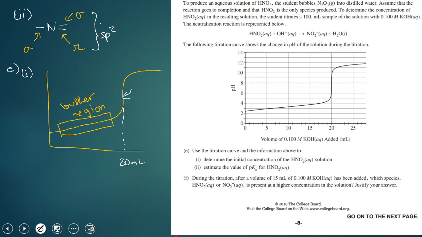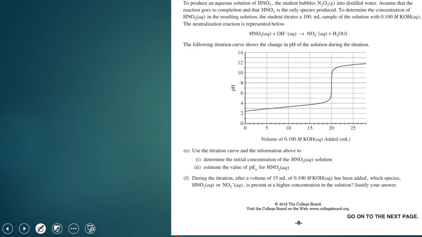Keep in mind that we have a 1 ml sample of the solution that we're using, so we'll find the moles of HNO2 and then divide by 0.1 liters to get the initial concentration. Just to show what I was talking about, we know that we have 20 ml of KOH, so this is 0.02 liters of KOH, and then we have 0.02 times the concentration, 0.1, to get 0.002 moles.